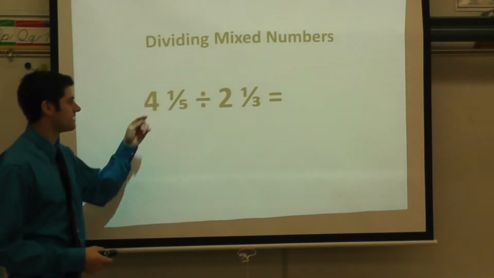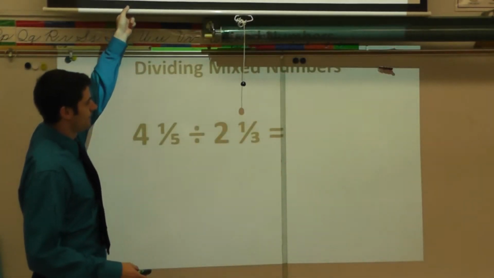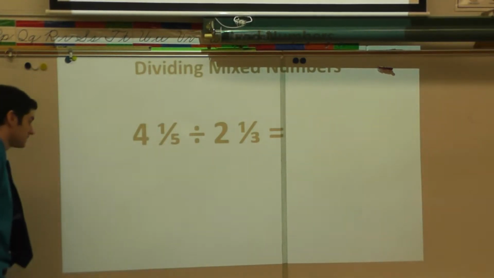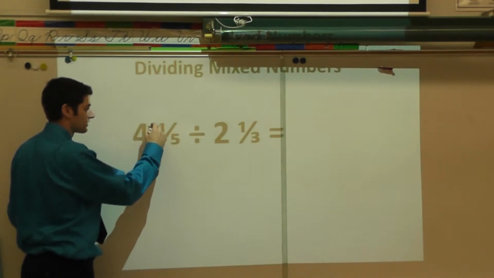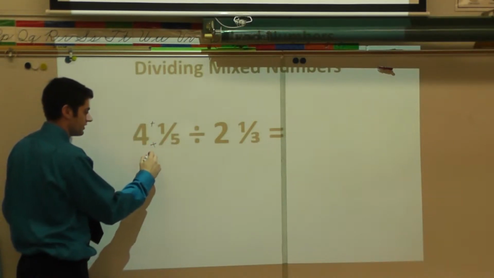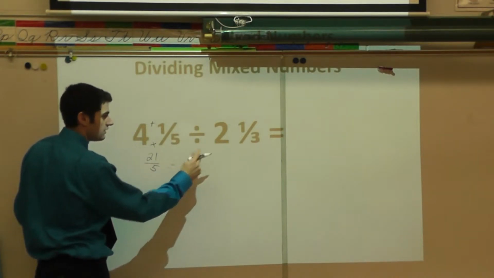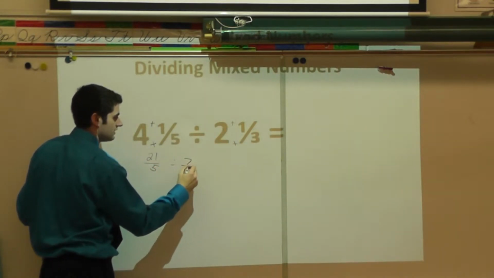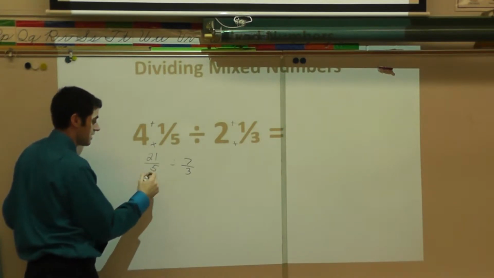Let's take a look at our first example. 4 1/5 divided by 2 1/3. If I was working on this problem, the very first step I would take is turning these mixed numbers into improper fractions. Let's use the backward C. 5 times 4 is 20, plus 1 becomes 21/5. 3 times 2 is 6, plus 1 is 7. This becomes 7/3.